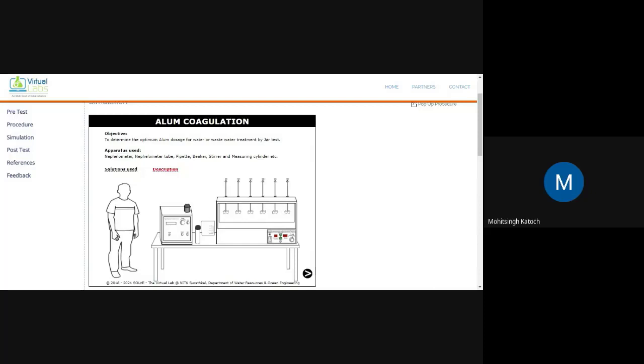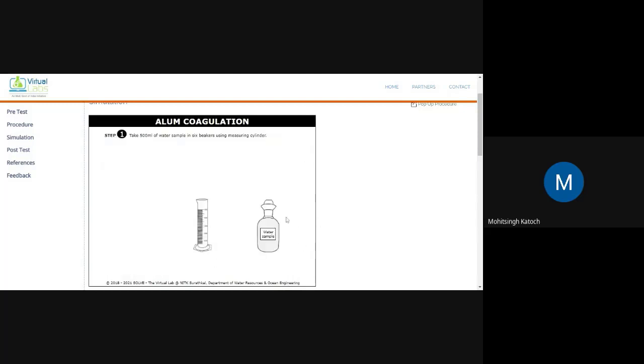So this is the experimental setup which we are going to perform now. This simulation is designed by the virtual lab at NIT Karnataka, Surathkal, Department of Water Resources and Ocean Engineering. The first step is to take 500 ml of water sample in 6 beakers using a measuring cylinder. This is a measuring cylinder. This is a water sample. The beauty of this simulation is that it tells us what to do. Whenever we click on something, it happens as if we are doing it in our practical laboratory.